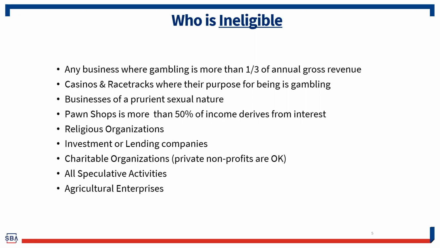Now, private nonprofits are okay, but charitable organizations are what would be called a public nonprofit. Speculative activities and agricultural enterprises. So generally speaking, if you are an ag business, then you are served more by the US Department of Agriculture than by the SBA.